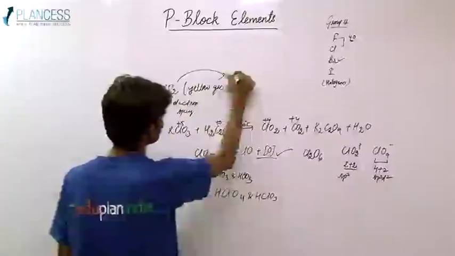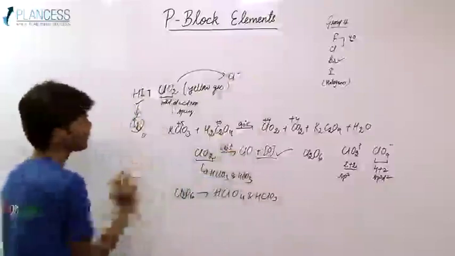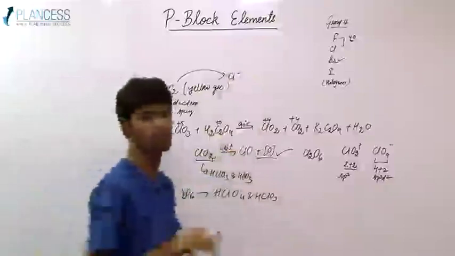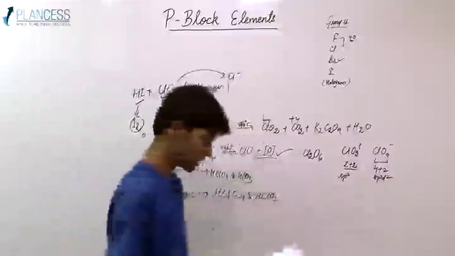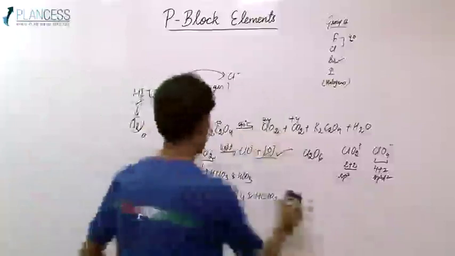Here it gets reduced to Cl minus. So I will not say it is a generalization, but this is what I have observed most of the time happens. Now talking about the next, that is dichlorine monoxide, which would be Cl2O.